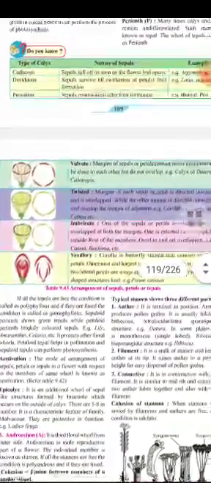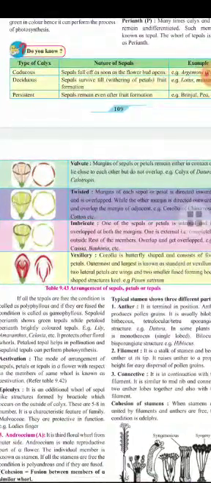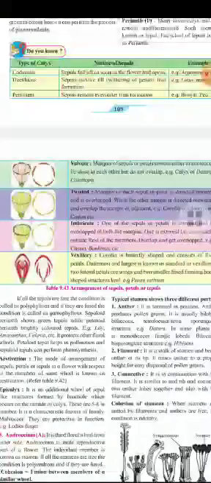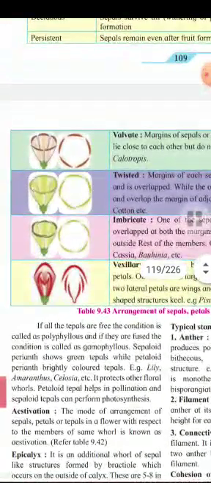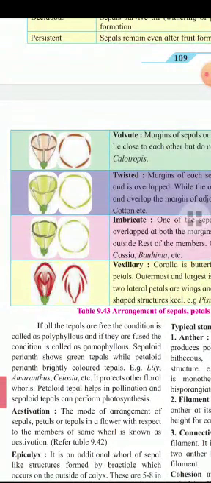So the next topic is estivation. How the sepals and petals are arranged on the flower or on the thalamus region. This part we'll understand tomorrow. You call this estivation. So tomorrow we continue with estivation.